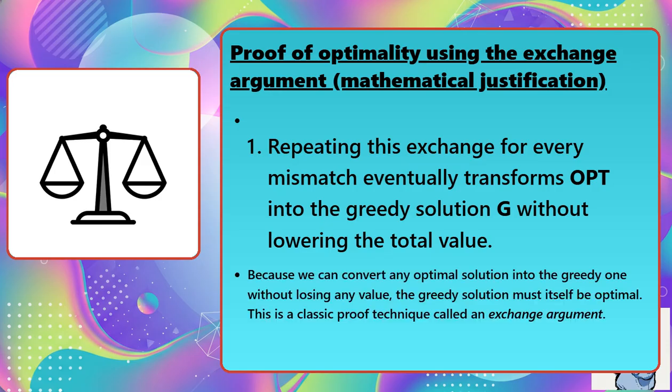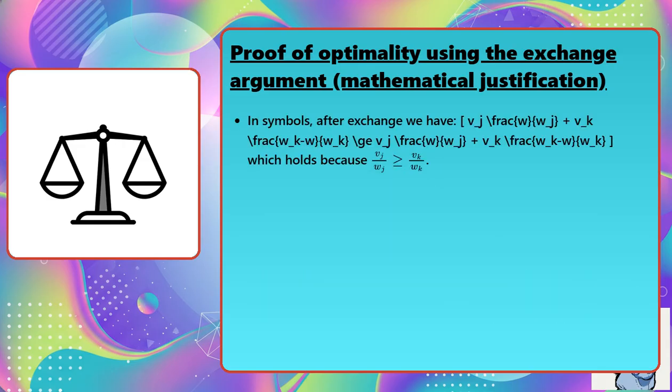Because we can convert any optimal solution into the greedy one, without losing any value, the greedy solution must itself be optimal. This is a classic proof technique called an exchange argument. In symbols, after exchange we have Vj times W over Wj plus Vk times (Wk minus W) over Wk, greater than or equal to the value before the exchange, which holds because Vj over Wj is greater than or equal to Vk over Wk.